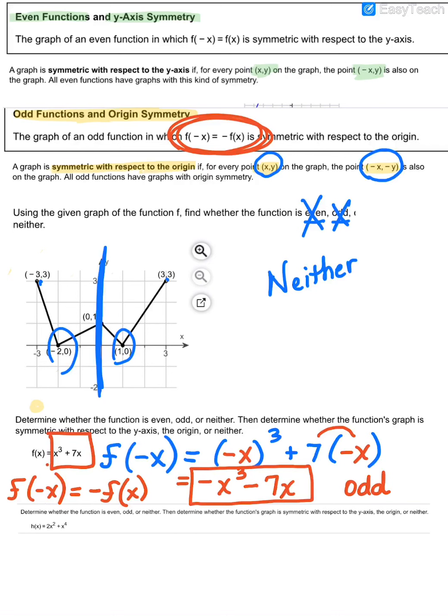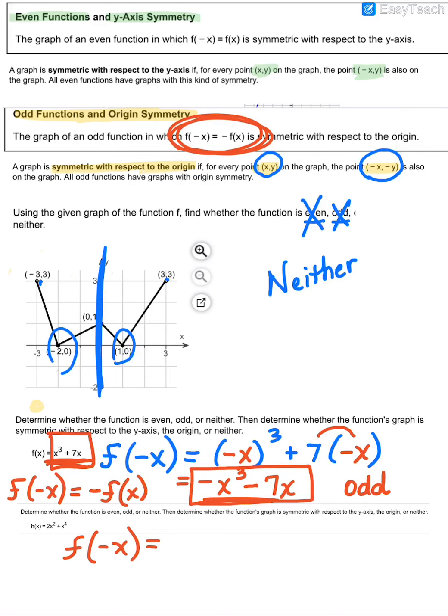Notice here we had positive x cubed plus 7x. Here we have negative x cubed minus 7x. So that's what makes that odd. When we look at the next one, again, when you're trying to decide whether odd or even, you always plug in or evaluate the f of negative x.